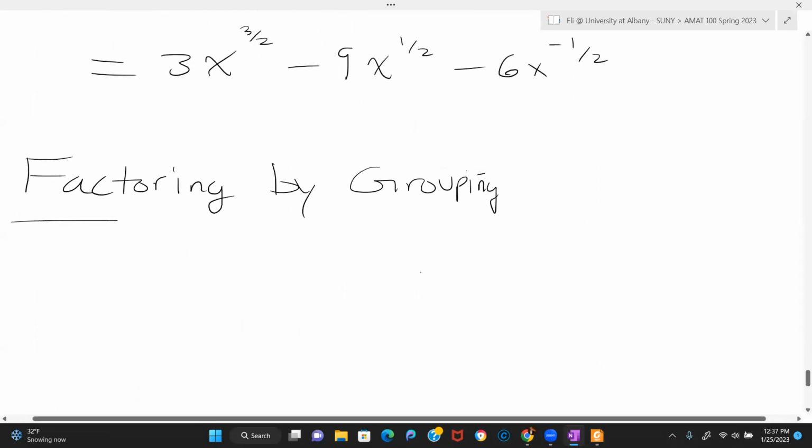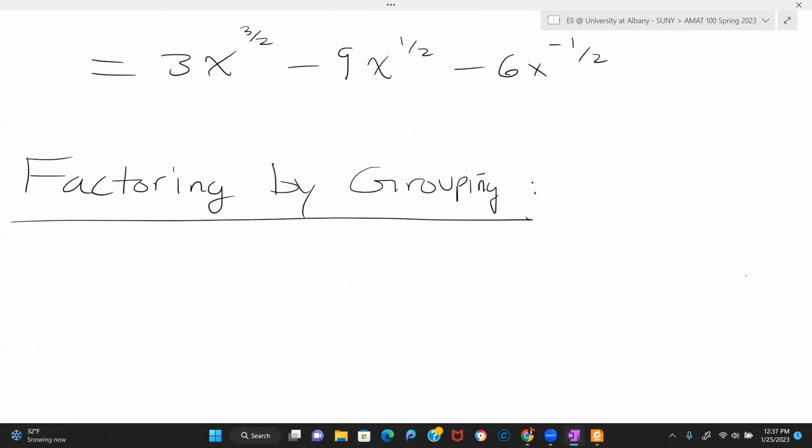So, factoring by grouping. In this case, we're going to have polynomials with 4 terms. And so it's not clear how to... we can't really use the same tricks that we did when we factor polynomials with 3 terms, that is, those trinomials. But we can do this. We need a new technique basically to deal with these ones.